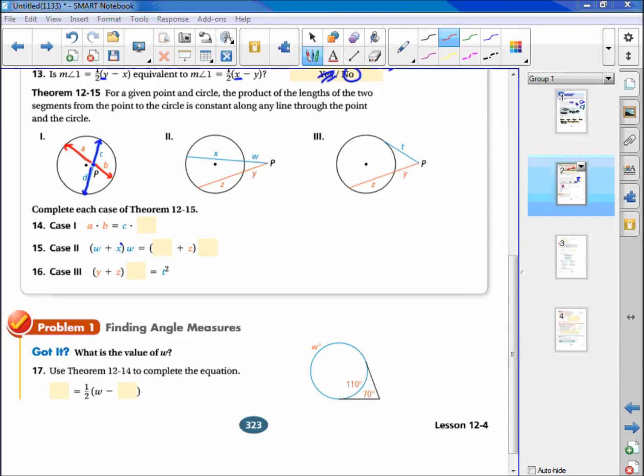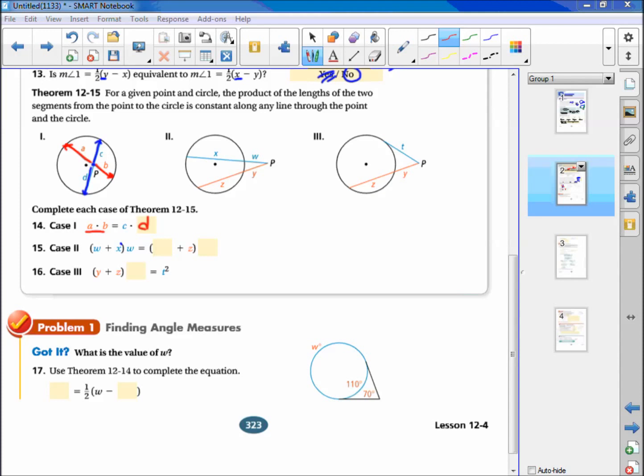So if we draw lines through that point and we find the distances it takes to get to the circle, the product of A times B in case 1, when the point is inside the circle, is going to equal the product of C times D. So if the point is inside the circle, it doesn't matter. The products of the distances from the point to the edge of the circle will always be constant.